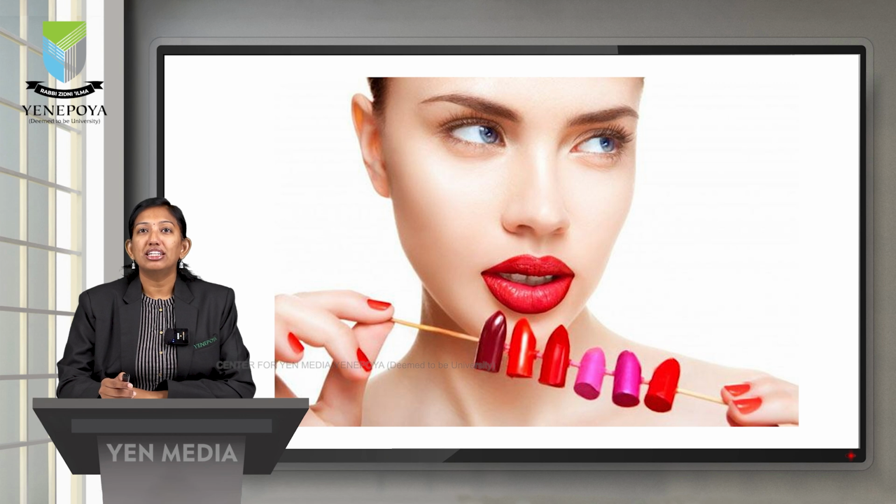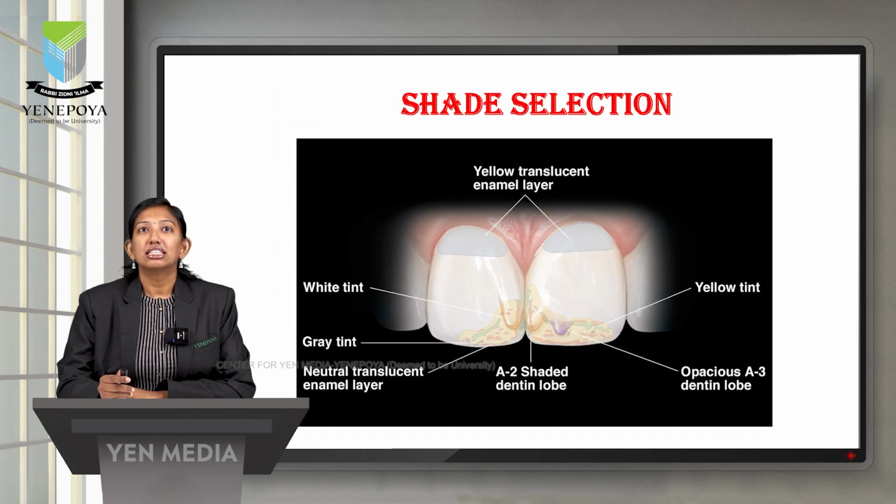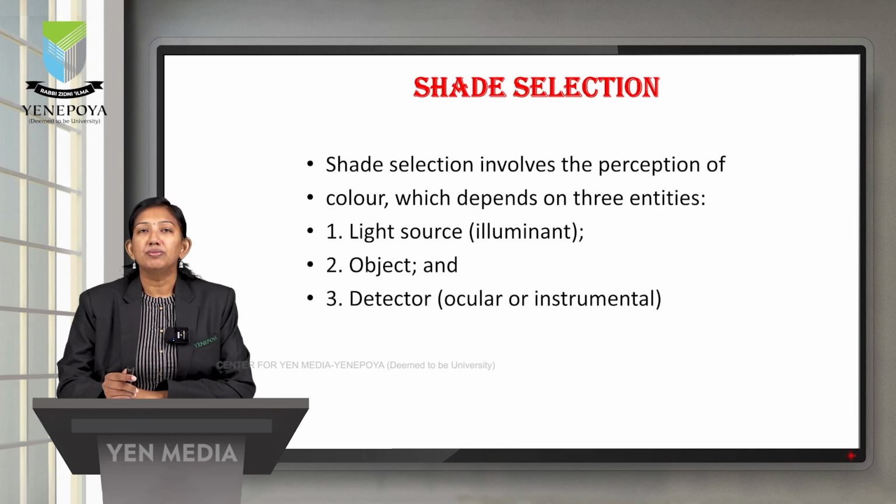Most of the ladies would know this: when we go out for shade selection, we always pan the different shades in front of our face. The same thing applies to shade selection here. You need to know where different colors are to be placed, what tints have to be added, and how to recreate the shade of the tooth to match it to perfection. So this involves three main things: the light source, the object, and the detector.